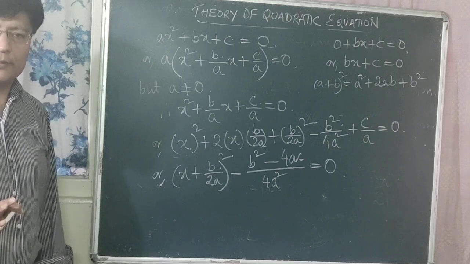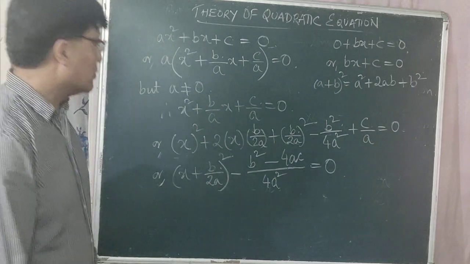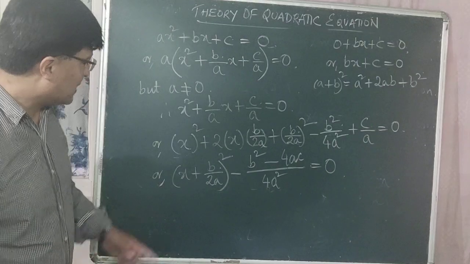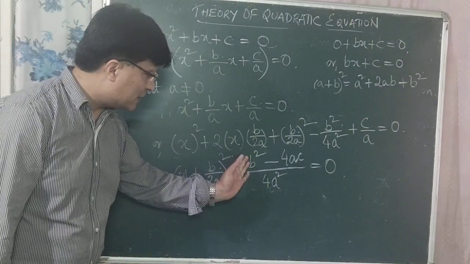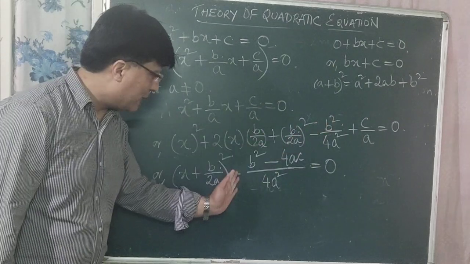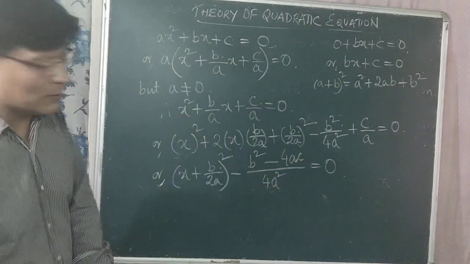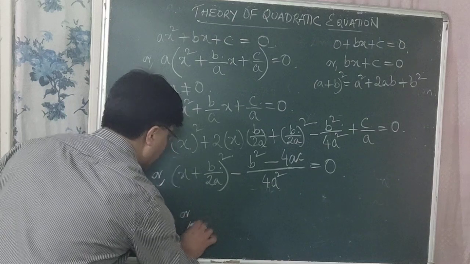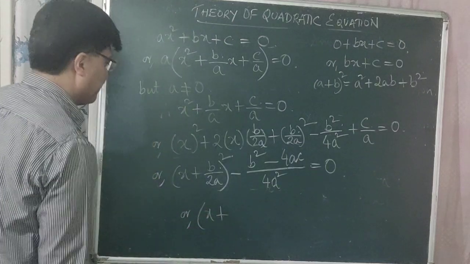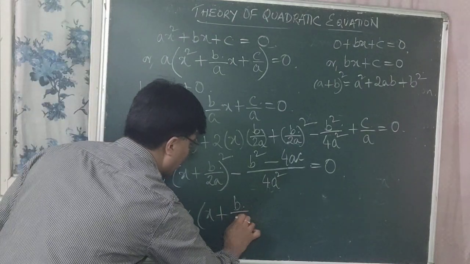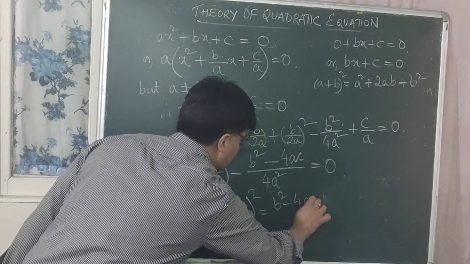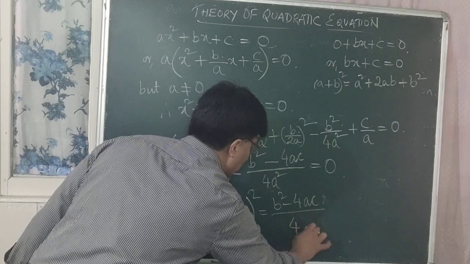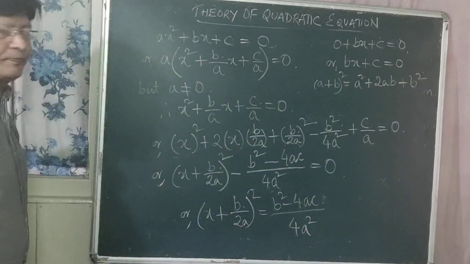So I think you have understood it. Okay, so now let us get the value for x plus b by 2a whole square. Let us take this term to the right hand side. If it goes to the right hand side, it becomes plus. So x plus b by 2a whole square is equal to b square minus 4ac whole divided by 4a square.